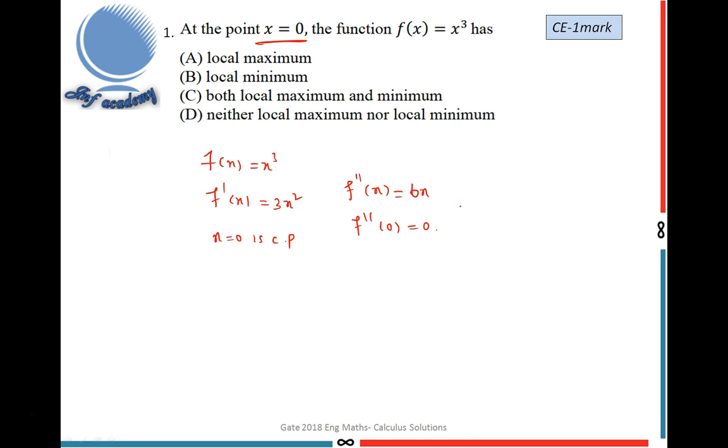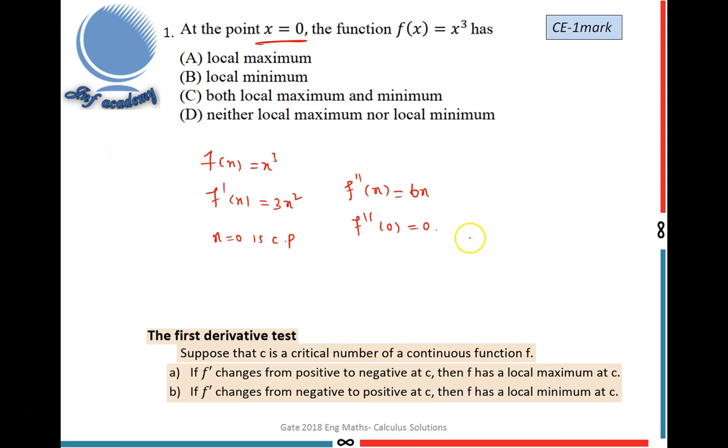So here I use the first derivative test. What is the first derivative test? Suppose that c is a critical number of a continuous function f. If f dash changes from positive to negative, then f has a local maximum. And if f dash changes from negative to positive at c, then f has a local minimum at c.